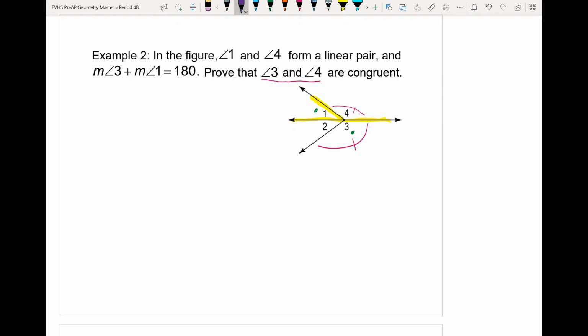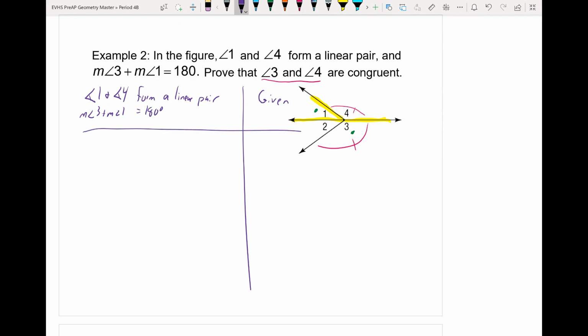Let's go ahead and copy in our givens. So we got angle 1 and angle 4 form a linear pair, and my reason there is given. I also know that the measure of angle 3 plus the measure of angle 1 equals 180 degrees. That's also a given. All right, so let's look at what we have here. Angle 1 and angle 3, angle 1 and angle 4 form a linear pair.